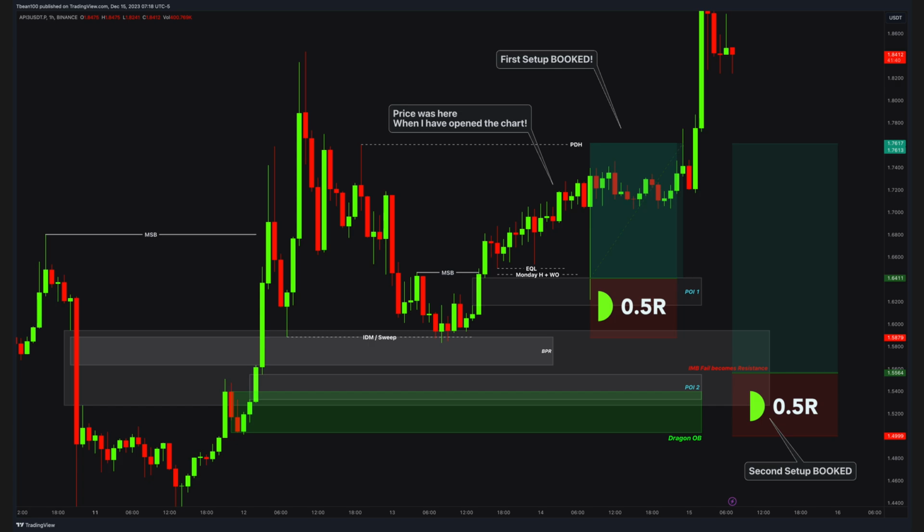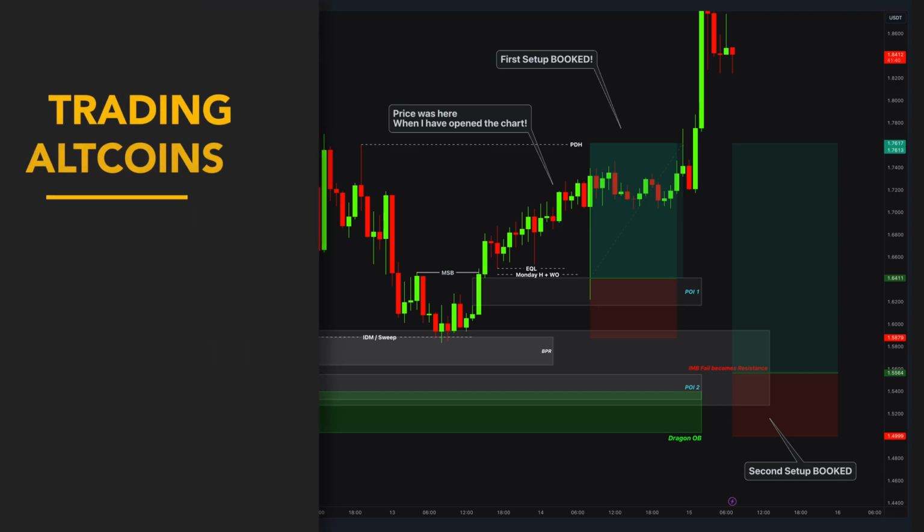And as you can see, the price took me out instantly from the first interest area. It is not a coincidence. Price moved into this area first because price needs fuel to move. And the best fuel in the world is a combination of liquidity and imbalance. This is how I trade altcoins most of the time.